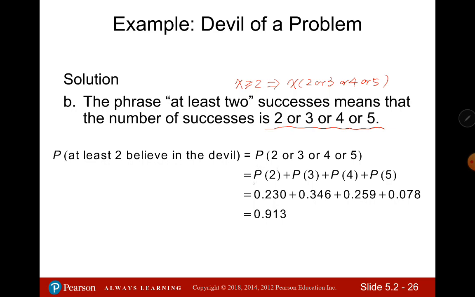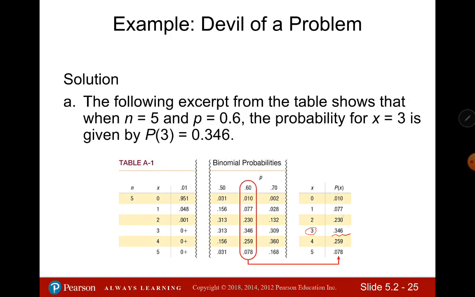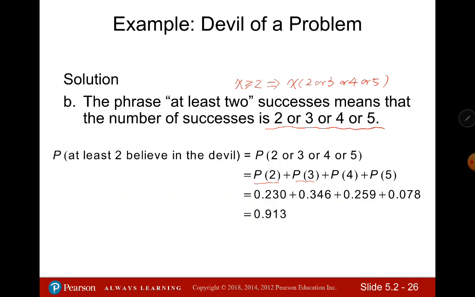We should find the probability of exactly 2 people believing, exactly 3 adults believing, exactly 4, and exactly 5. So we go back to check exactly 2, exactly 3, exactly 4 adults, exactly 5. And we should put them together to find the sum of all these 4 values. And the sum is the probability we need for part B.